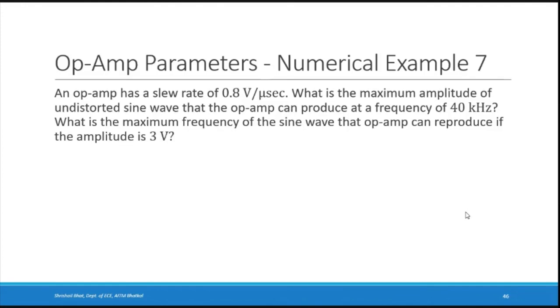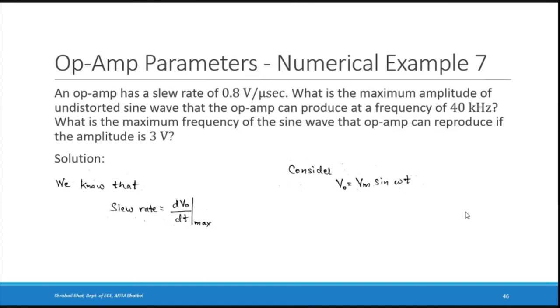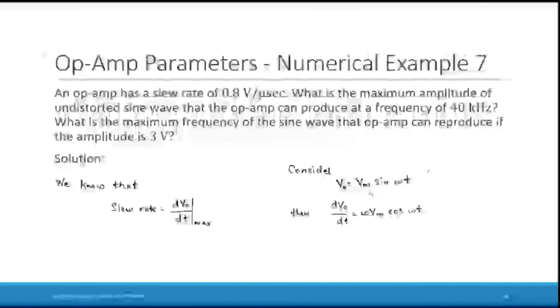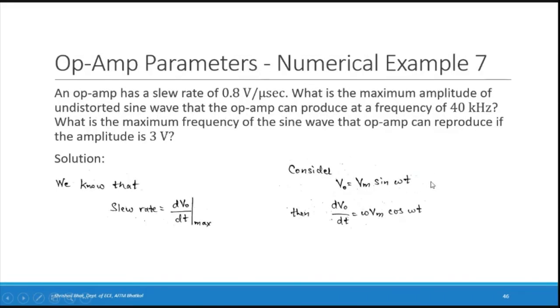See, what is slew rate? Basically, we have said the slew rate is the maximum rate of change of output voltage with respect to time. That is the maximum value of dV naught divided by dt. V naught is a sinusoidal signal, so consider V naught as Vm sine omega t. If you differentiate this with respect to t, you will get Vm cos omega t into omega, that is, omega Vm cos omega t.